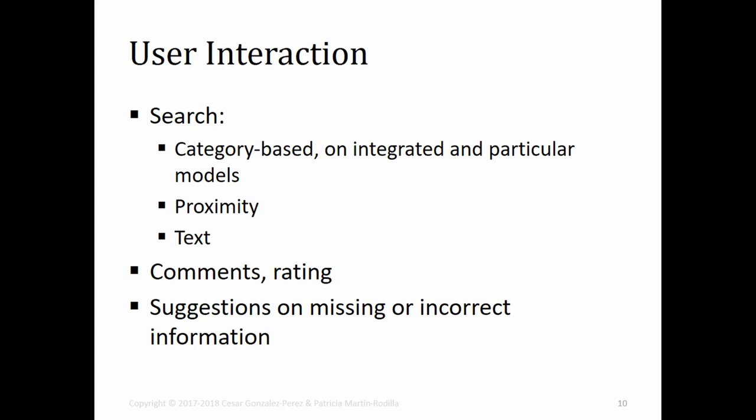And finally, we also implemented a feature for the users to be able to suggest missing information. Many times you find that the local people who are living next to a site know a lot about the site, and sometimes they are able to give you some feedback about what the site is looking like right now, or what kind of information is incorrect or just missing from the system.